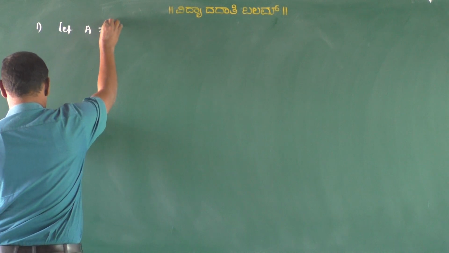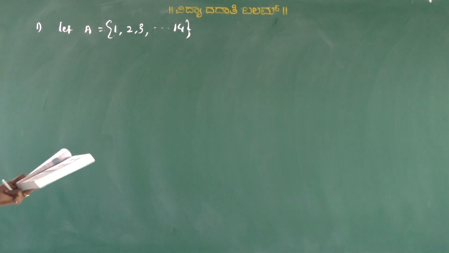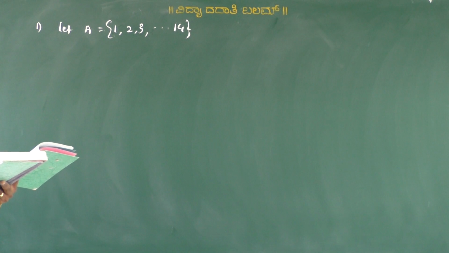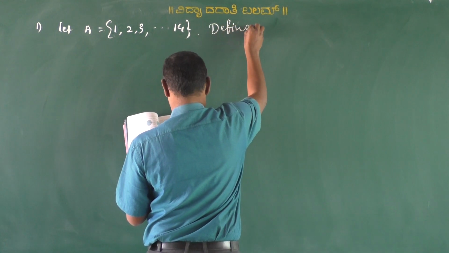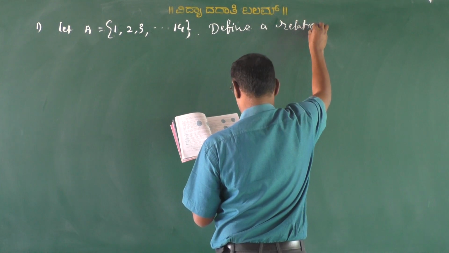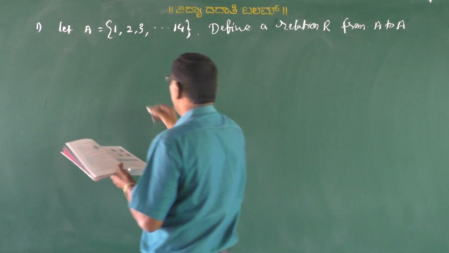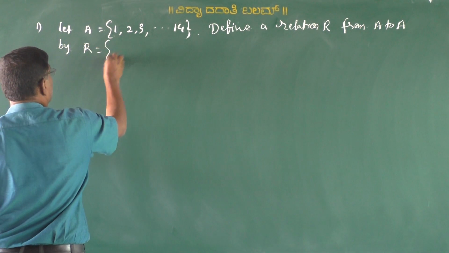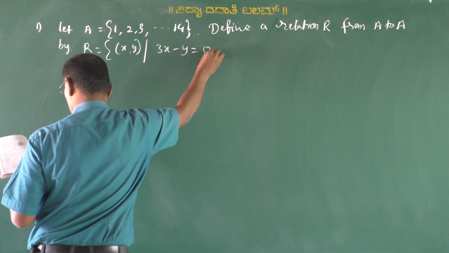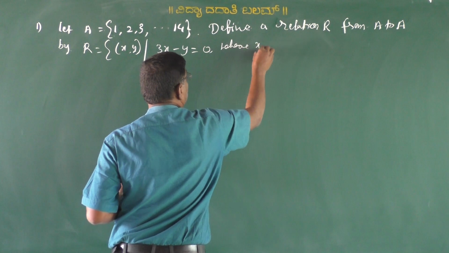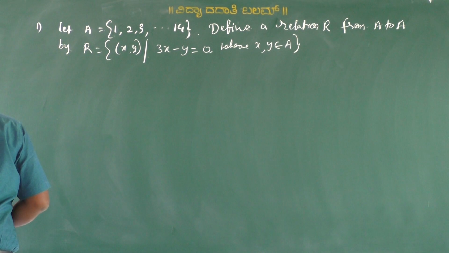Let A be the set of all 1, 2, 3, and so on up to 14, and define, my dear students, a relation R from A to A by R equals the set of all ordered pairs (x, y) such that 3x minus y equals 0, where x, y belong to A. Write down its domain, codomain and range.